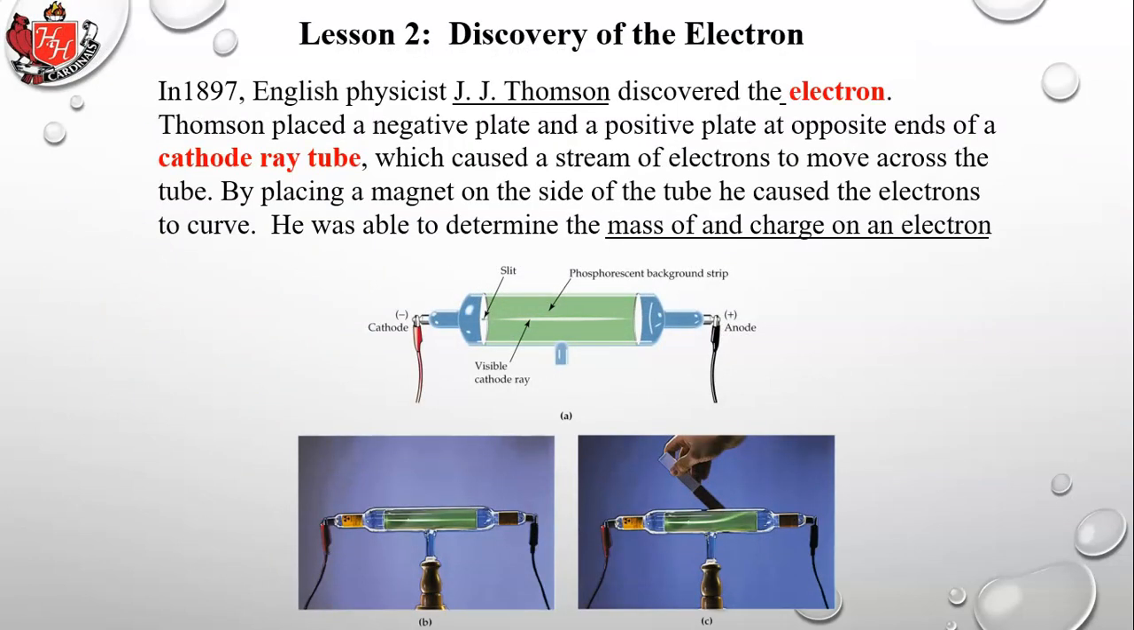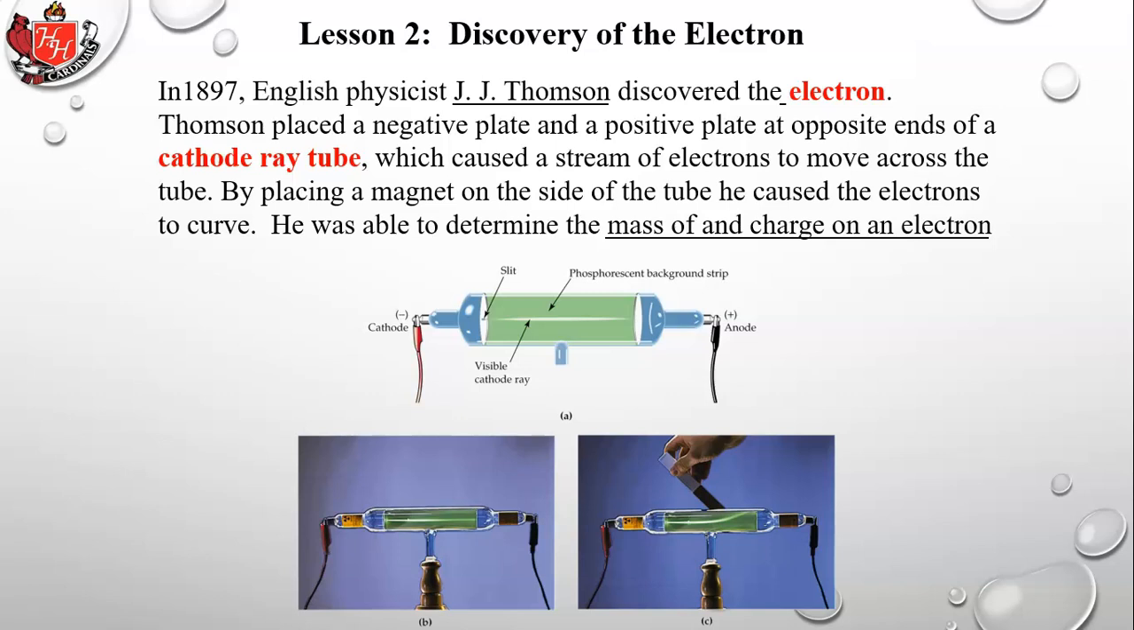In 1897, English physicist J.J. Thomson discovered the electron. Thomson placed a negative plate and a positive plate at opposite ends of a cathode ray tube, which caused a stream of electrons to move across the tube. The electrons are negatively charged, so they move away from the negative plate, and they're attracted to positive, so they move toward the positive plate.